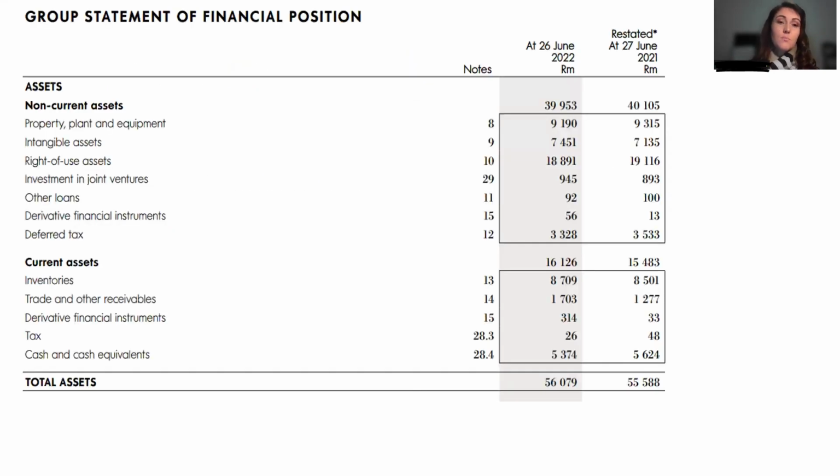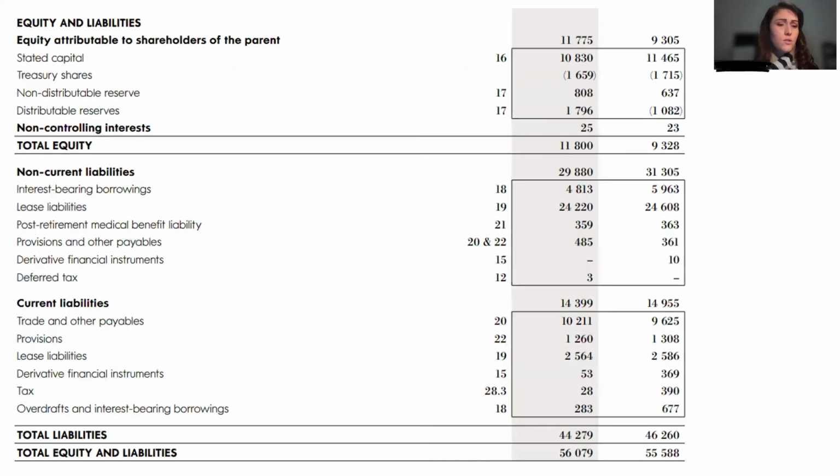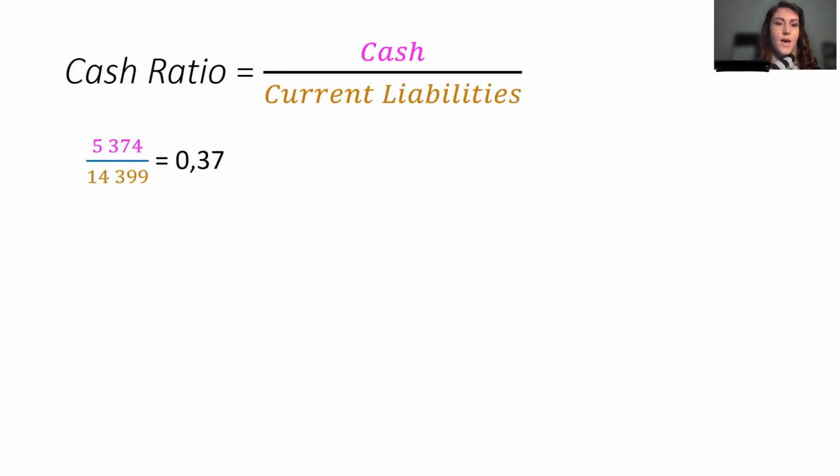So if we look at the statement of financial position, way at the bottom, we are going to look at cash and cash equivalents, and that amount from our 2022 financial year is 5,374. We are going to divide that by our orange 14,399, which is our current liability amount. And we will take the 5,374 divided by 14,399, and we will get a 0.37.